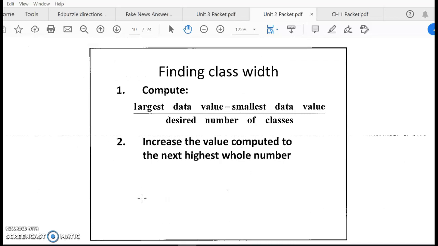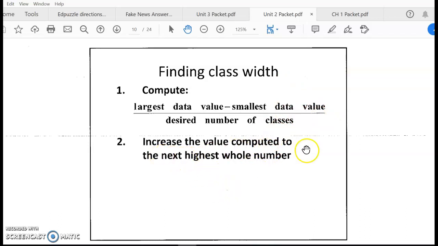So finding class width. This is what students struggle with the most. What you're going to do, you need to find your largest and smallest data values, biggest and smallest number, and you're going to subtract them. Then you're going to divide by the number of classes that you choose. A lot of times I will pick the number of classes based on what my largest and smallest data values are, and then I try to divide them to see if I can make it a convenient number. Because I'd rather have my class width a nice whole number. Having it as an ugly decimal just makes more work. It's not impossible, it's just more work for us to do.